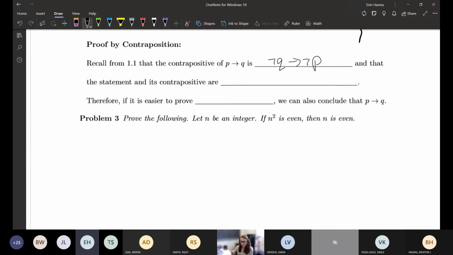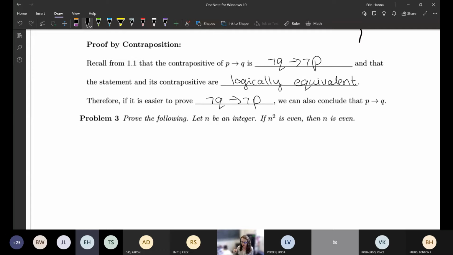And remember also that that statement and its contrapositive are logically equivalent. So therefore, what that helps us is that if it's easier to prove the contraposition, the not Q implies not P, then we can also conclude that P implies Q must also be true. If they are logically equivalent, if the one is true, the other one has to be true. So if we can prove the contrapositive, we've also then proven the thing we initially want to prove. So sometimes it's easier to prove the contraposition than the original statement.